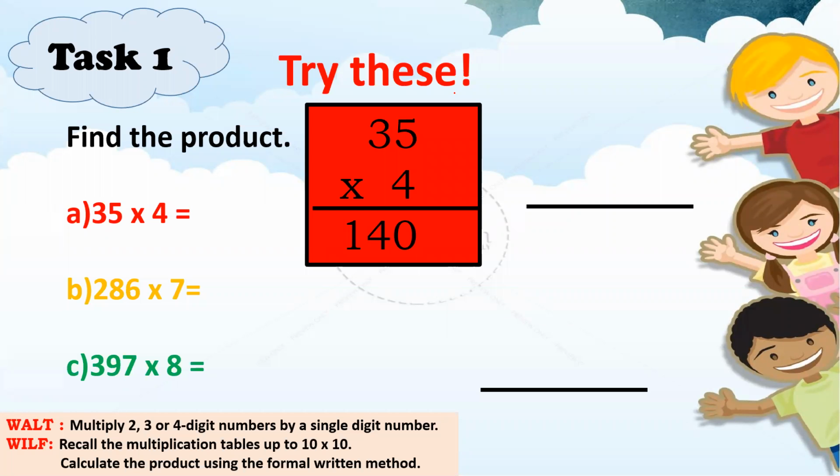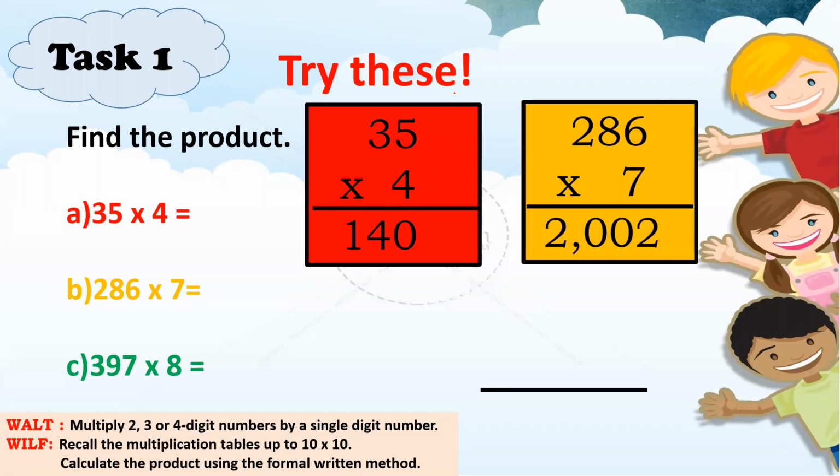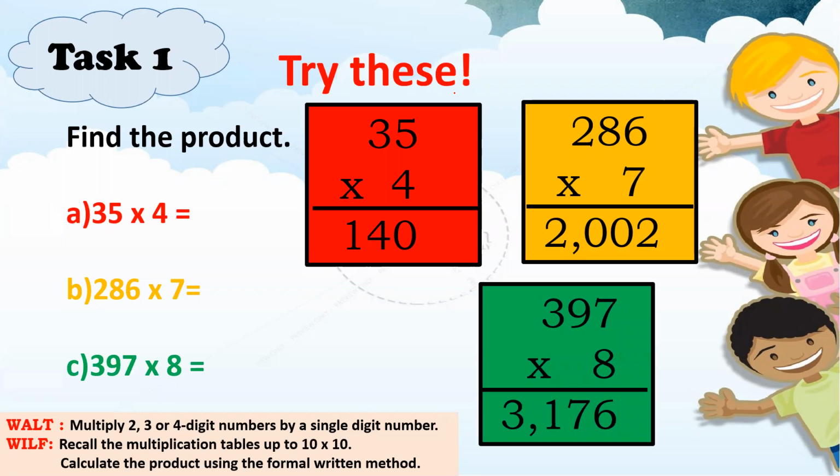For number 1, 35 by 4 equals 140. Number 2, 286 by 7 equals 2002. And for number 3, 397 by 8 equals 3,176. Let's proceed to the next slide.